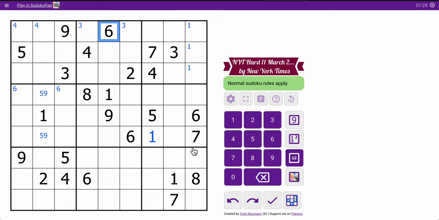In the rightmost three columns, one I already placed. Seven, I have all three of them. 3, 4, 5, 6, 8. I'm done. Because I can't do anything with that. Okay, now I'm going to look and see what other things I can fill in semi-easily.